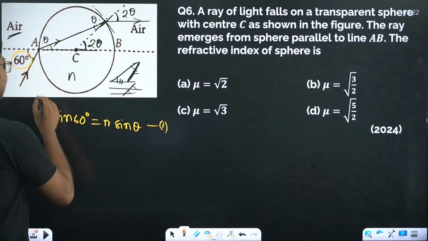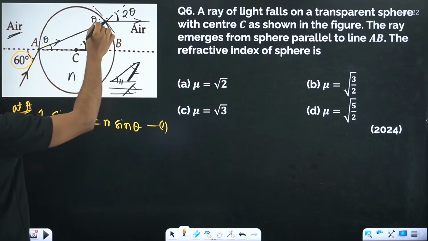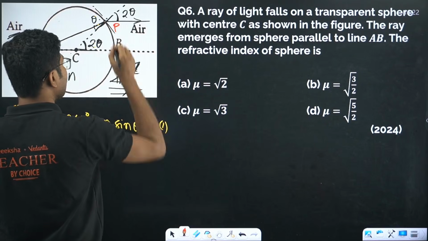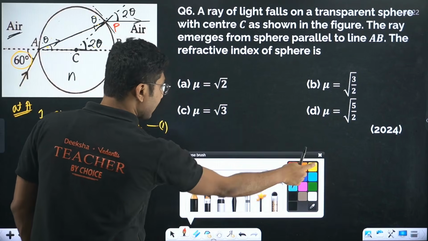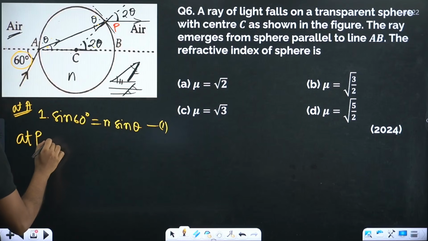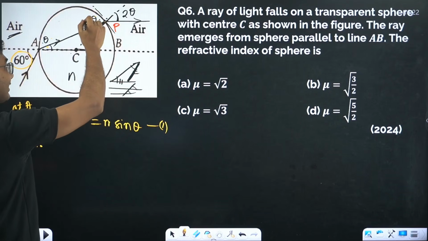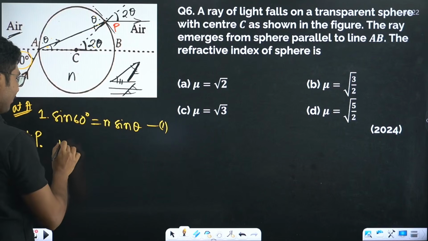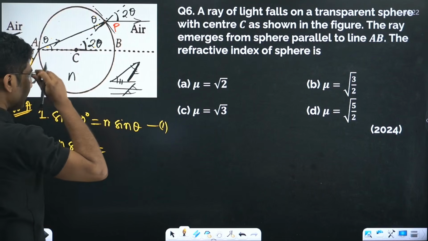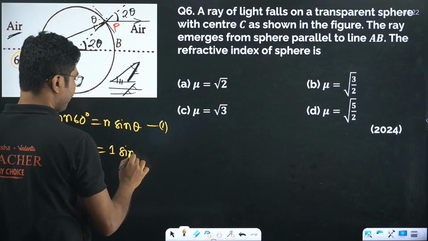Now this is at point A. Now suppose this point is point P. Now we will apply the same thing at P. So at P, what do we get? Inside P, the incident angle is theta, the refractive index is n, so n sine theta equals 1 into sine 2 theta.